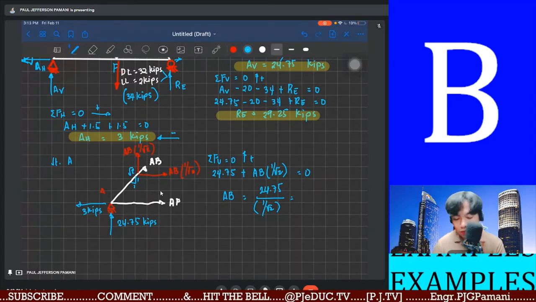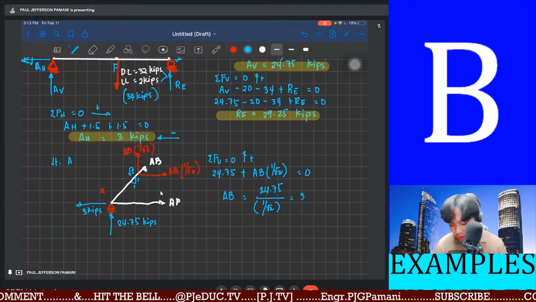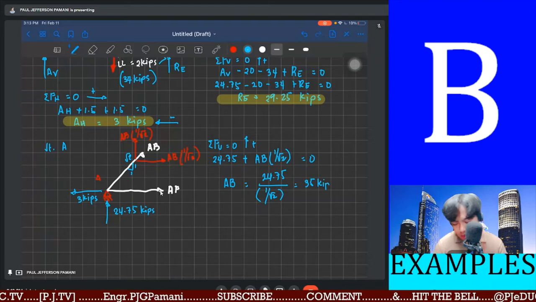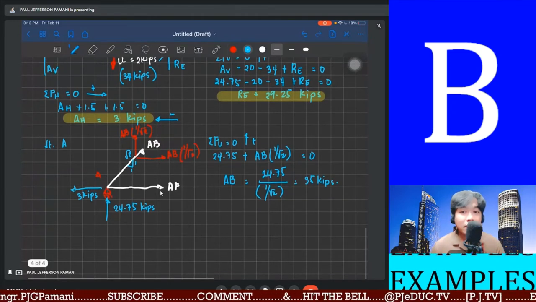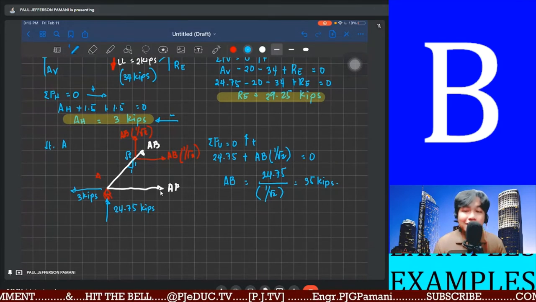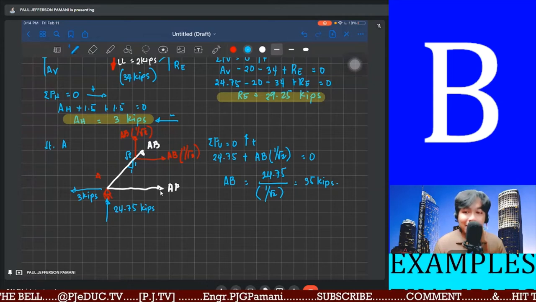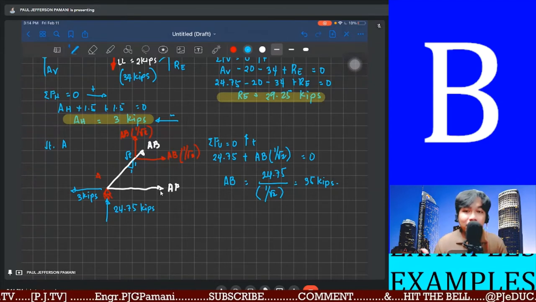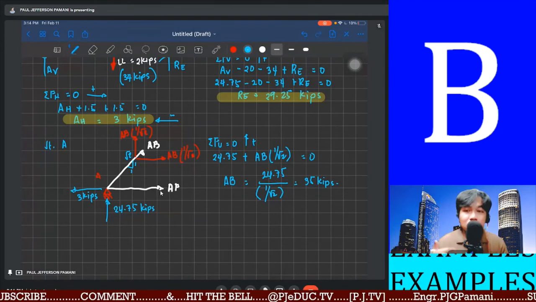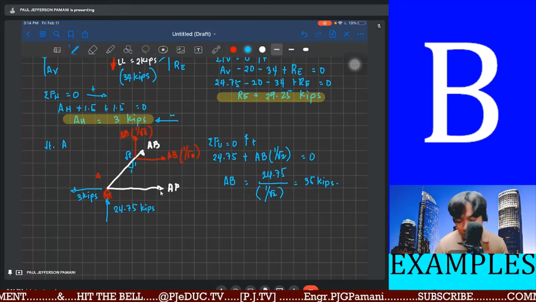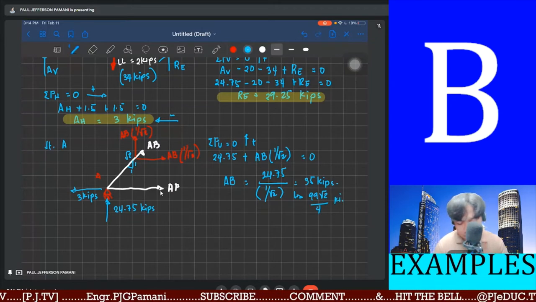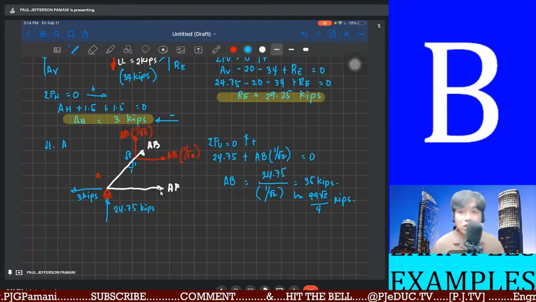That is roughly 35 kips. Pero sa solution nyo later on, please use at least 3 decimal places. If you cannot express them in fraction, express them in 3 decimal places. But if you can express them in fraction, please do the fraction, or the one which has pi or which has square root and so forth. Like this one, roughly, that is 99 square root of 2 over 4 kips. So, for instance, dapat yan yung magiging answer ninyo. Okay?